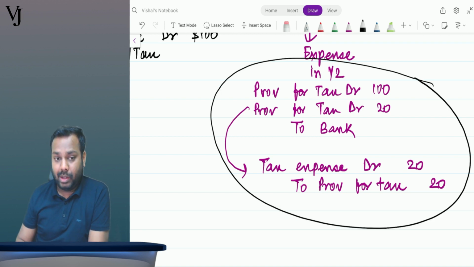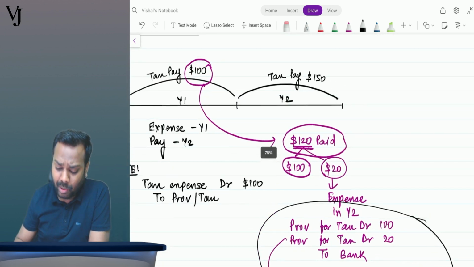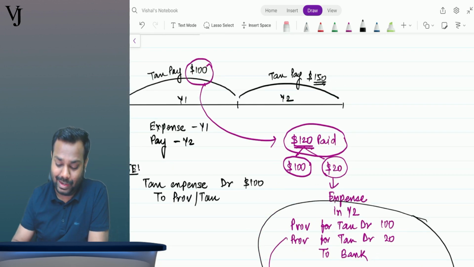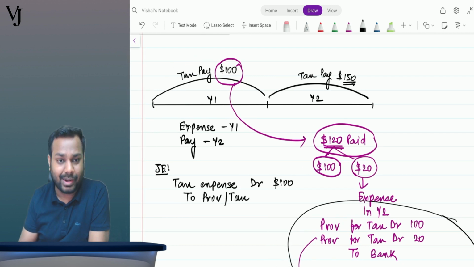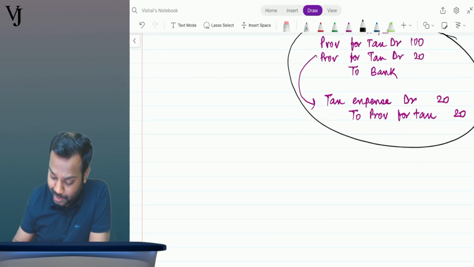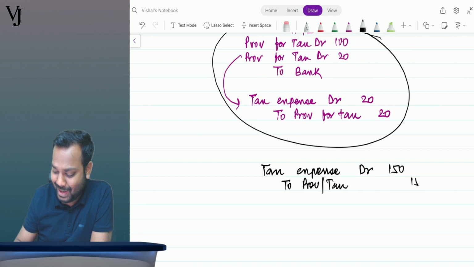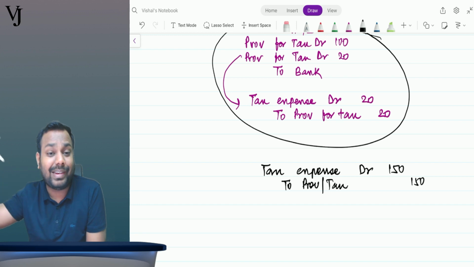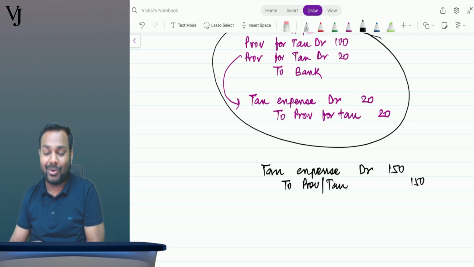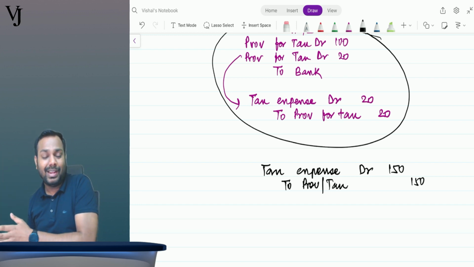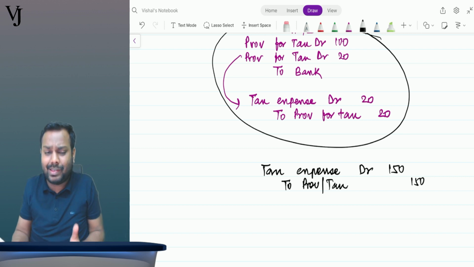Now what about this 150? See, the treatment of 150 will be similar to this 100. So what is the entry that we pass? Tax expense account debit to provision for tax, that is 150. Again, when will I pay it? I will pay it in year 3, next year. Again, this amount can be 160, it can be 140, it can be anything. As I said, this is just an estimated amount.